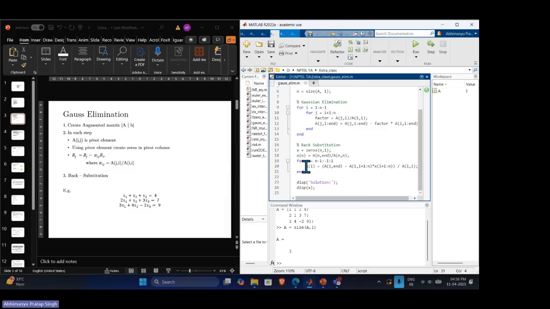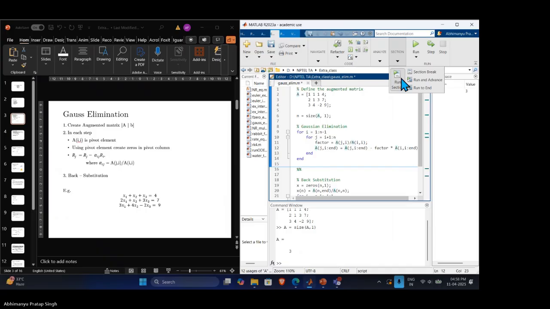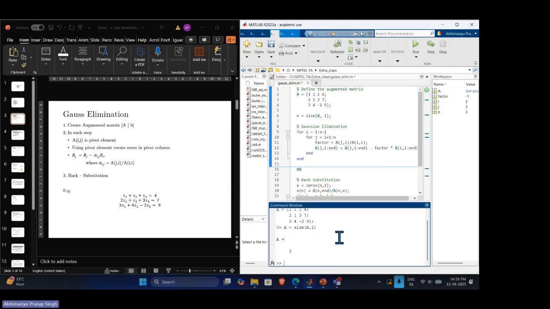Let me just run the Gauss elimination first. I will add a section break over here, and then I will just run this section. Fine. So this is the A matrix that I'm getting after the Gauss elimination.